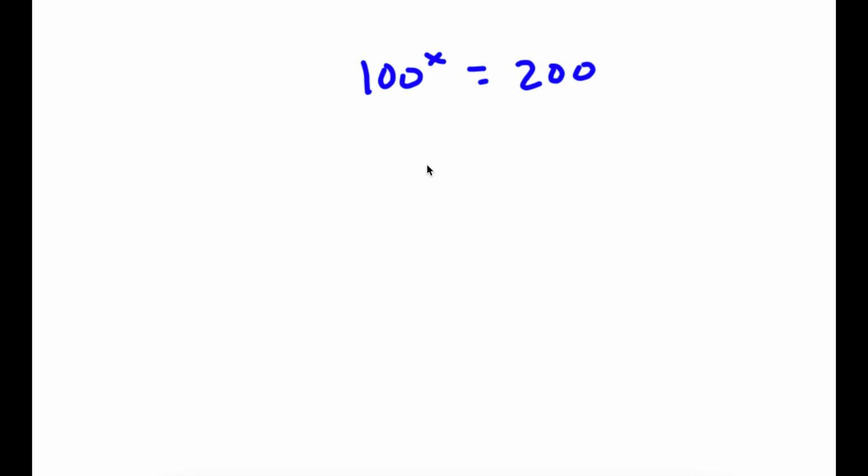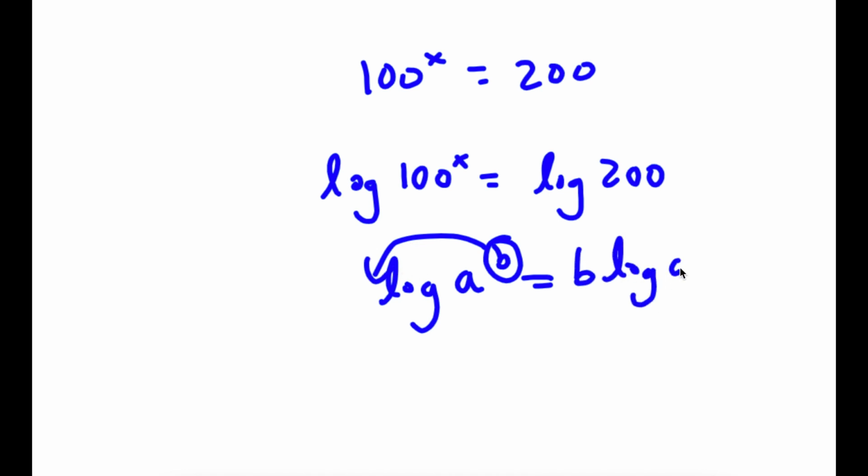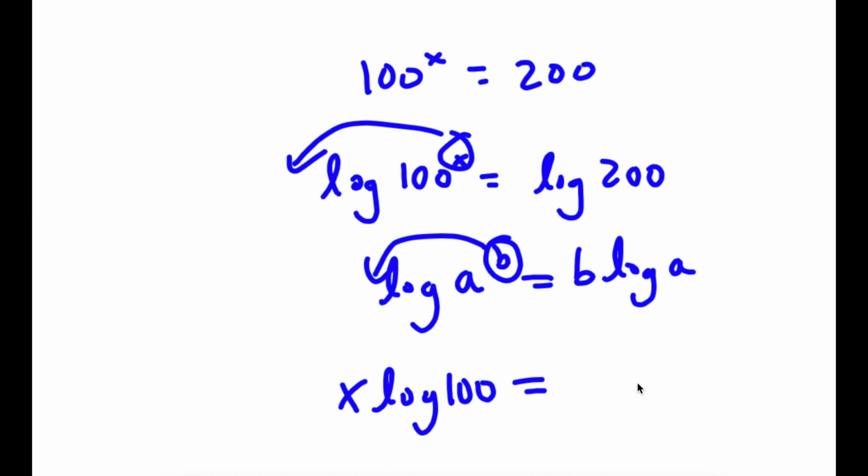Alright, so in this problem, I have 100 to the power of x is equal to 200. To solve this, I'm going to first take the log on both sides. So now I have log of 100 to the power of x is equal to log 200. Now, if I have something in the form log a to the power of b, I can move this exponent b to the front. So this is equal to b times log a. So in this case, I have log 100 to the power of x, and I can move x to the front. So now I have x times log 100 is equal to log 200.